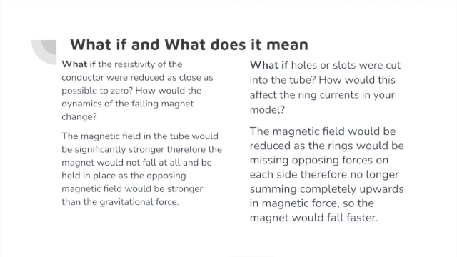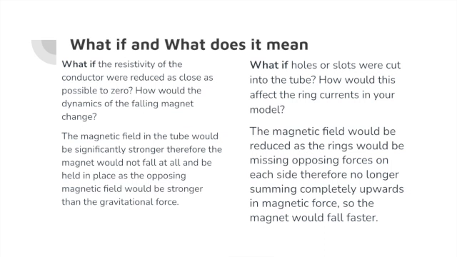What if and what does it mean? What if the resistivity of the conductor were reduced as close to possible as zero? How would the dynamics of the falling magnet change? The magnetic field in the tube would be significantly stronger, therefore the magnet would not fall at all and be held in place, as the opposing magnetic field will be stronger than the gravitational force, as it was already strong enough to have nearly perfectly constant velocity in the initial trial.